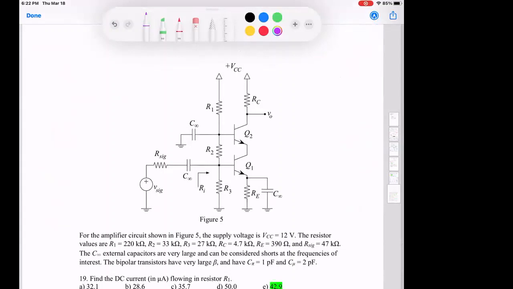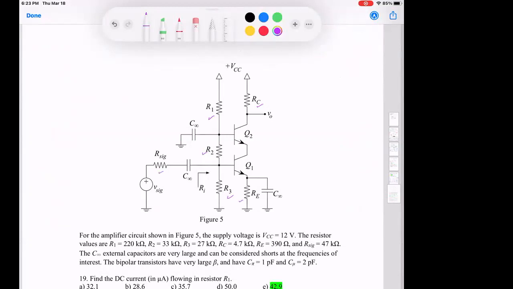Okay, so for the amplifier circuit shown in figure 5, the supply voltage is VCC, 12, and the resistor values are R1 equal to 20. He gave me R1, he gave me R2, and he gave me also R3. I have them. RC I have it, and RE I also have it, and RSIG I have it.